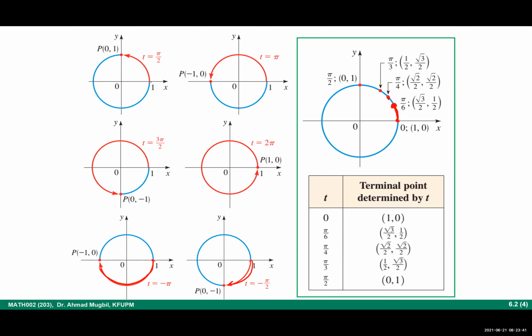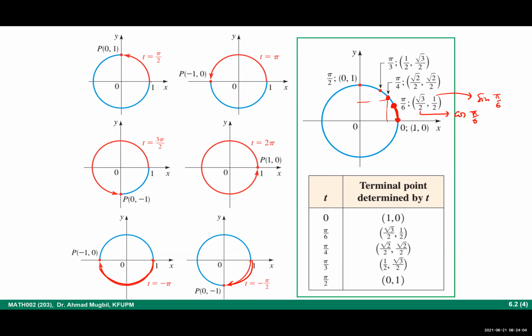This point, if you find its coordinates, what is x, what is y, you will find that it is square root of 2 over 2 and square root of 2 over 2. Similarly for that one. So if you look at this, what is this? This is cosine pi over 6. If you look at this, it is sine pi over 6. And similarly for those.